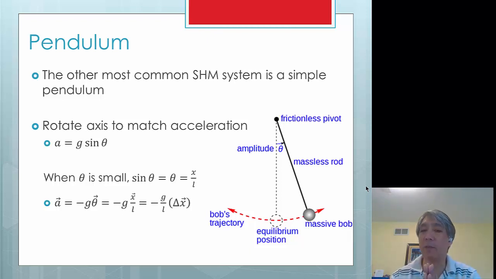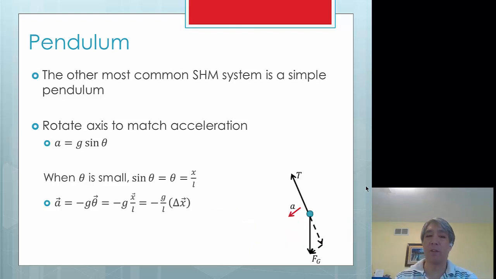Okay, I get that from analyzing the forces involved in this system. If I analyze the forces and rotate my axis to match acceleration, which is why we always rotated our axis, the only component that I have in the direction of acceleration is the force of gravity times the sine of theta. And dividing both sides by mass gives me acceleration equals g sine theta.